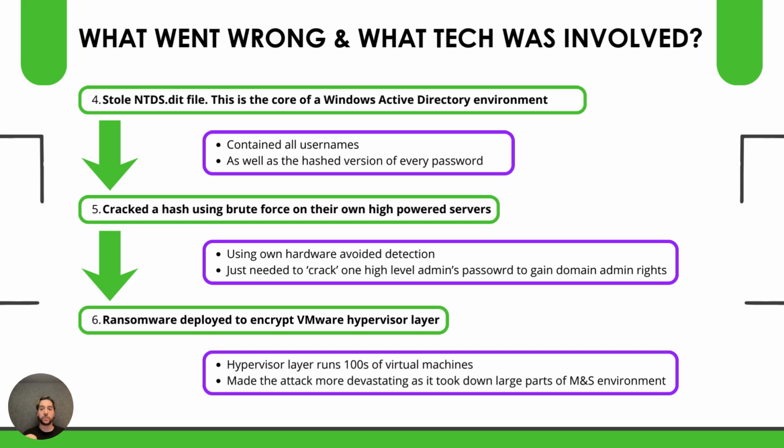So they used those high-powered servers and ran millions, billions of password guesses per second against those hashes. And what they knew is that they didn't need to crack all the passwords, right? They just needed one high-level admin's password to gain domain admin rights and therefore full access to M&S's corporate network.